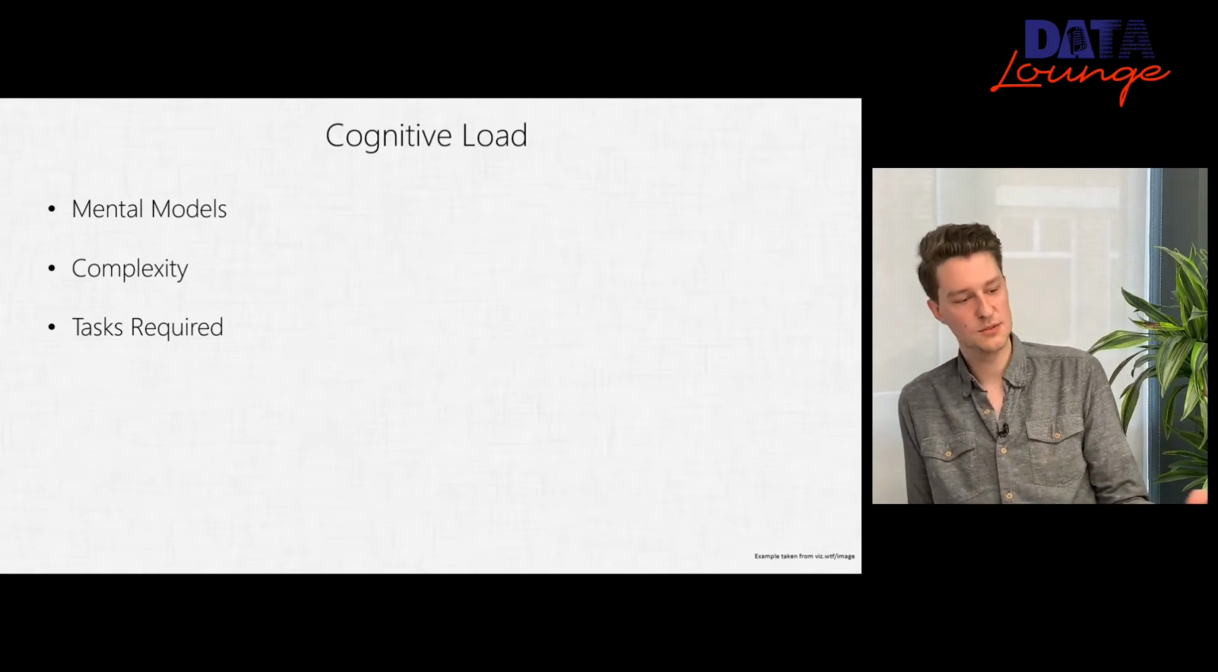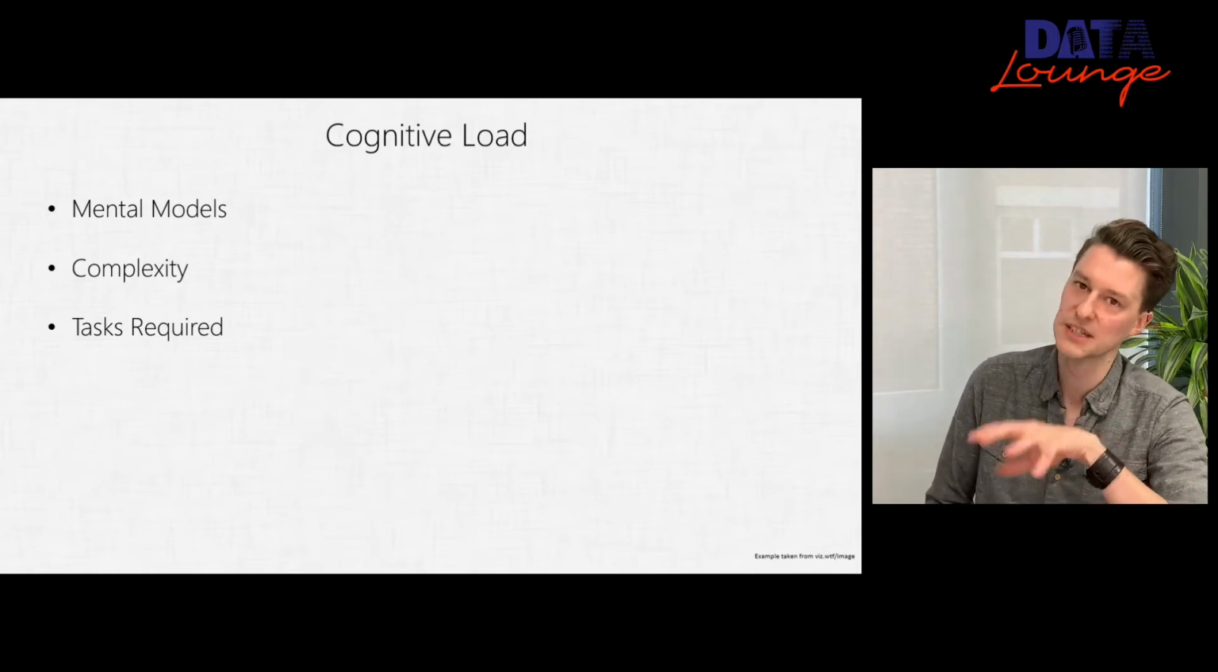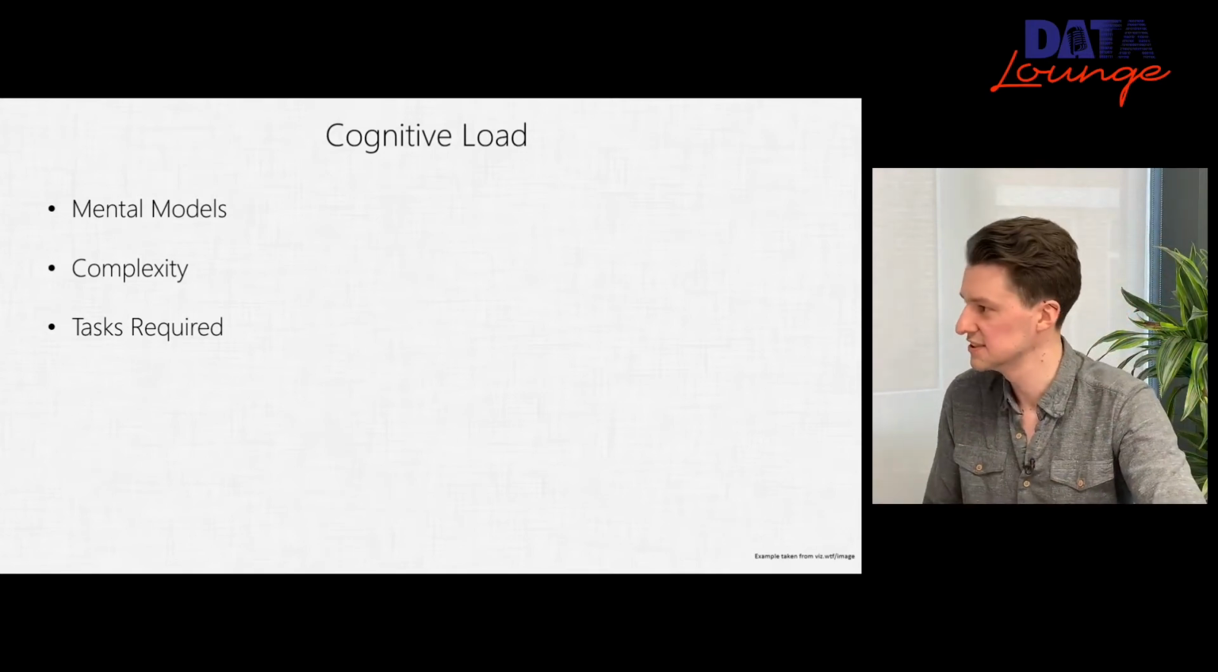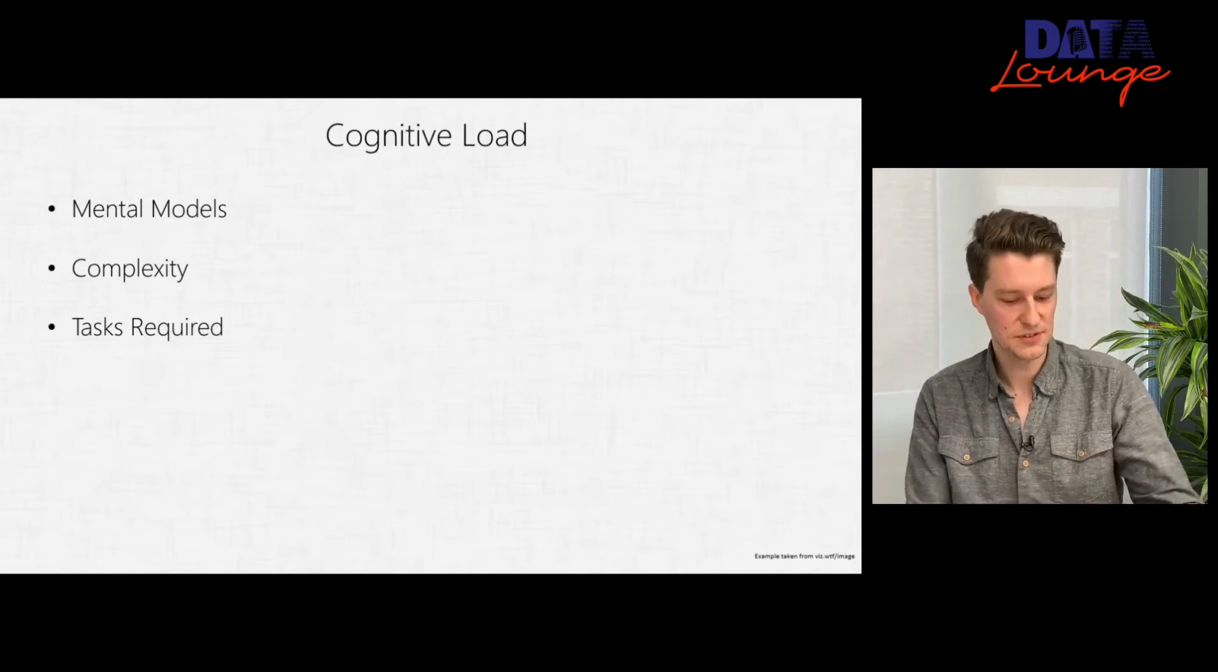And in UX, it means something slightly different. It means how much mental energy you have to exert to use someone's product, or go through someone's website, that sort of thing. So we have a few different topics to look at here.